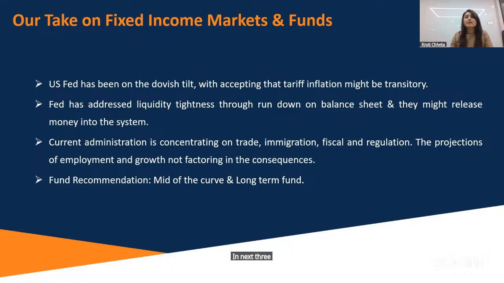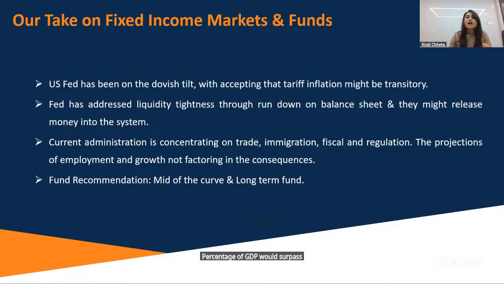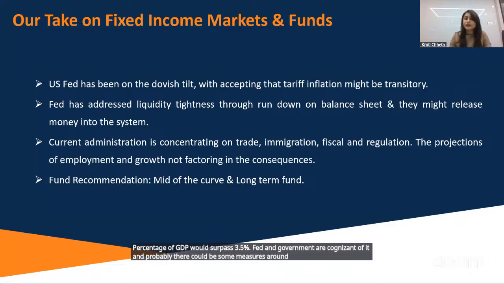Also, this move might have come in sight of the fact that in the next 3 years, over 50% of the US treasuries are maturing. If there is demand to be created, the Fed would also have to participate in this. That's why this could be an early indication that, to absorb the demand, they have stopped the balance sheet runoff. Also, given the past balance sheet the Fed has been running and the rates at which it is running, the current interest cost is at 3% of GDP. If the new issuances come at 4% or above, the interest cost for the US goes very high, and the interest cost as a percentage of GDP would surpass 3.5%. The Fed and government are cognizant of it, and probably there could be some measures to lower the interest cost for the US also.